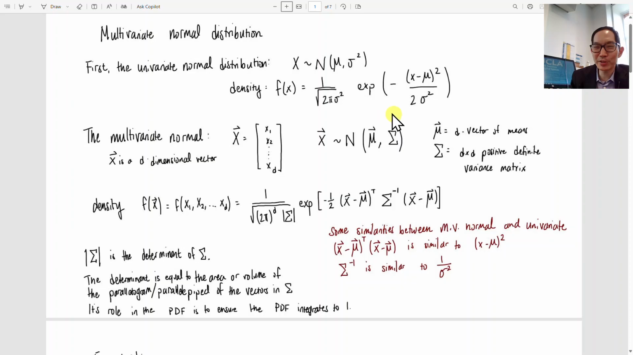Our univariate normal distribution, we're accustomed to seeing. We have mean mu, variance sigma squared. I guess some parameterizations just have the standard deviation sigma, but it's the same idea here. And our density is 1 over root 2 pi sigma squared.